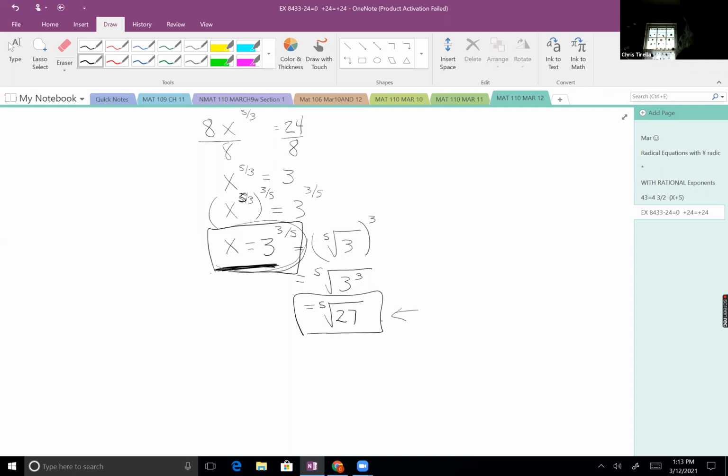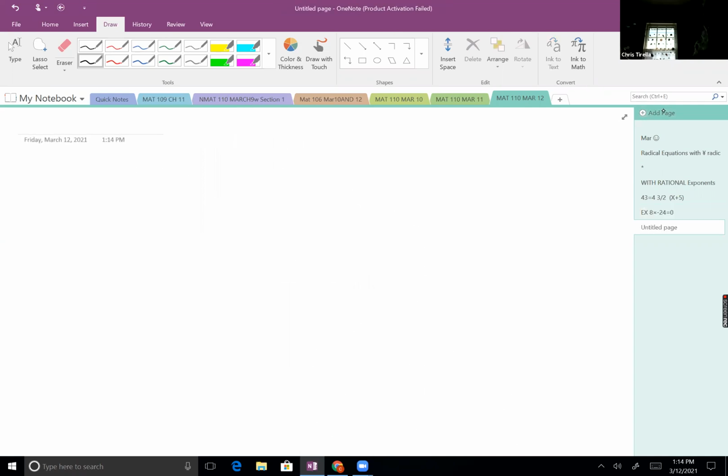If there are no questions, the next thing that we have, the last thing in this section, section 1.6, is equations that are quadratic in nature.